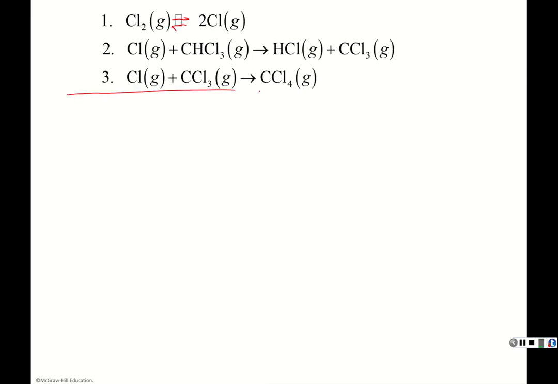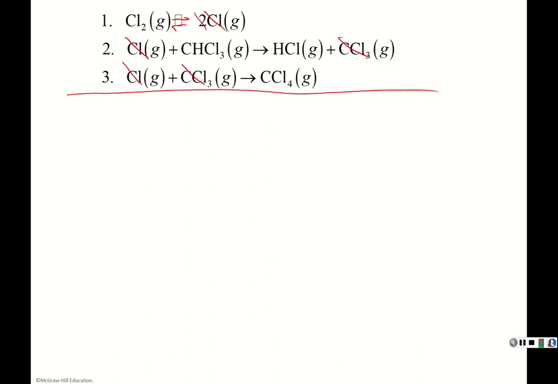So to do an overall reaction, if these are our elementary steps, this is just like Hess's law from chapter 6. If something's on both sides of an arrow, we can cancel them out. And then we just add up everything that's left over. So Cl is going to be on both sides of the arrow. There's 1 Cl and here's 2 Cls. Those cancel. CCl3, both sides of the arrow. And I think that is it.